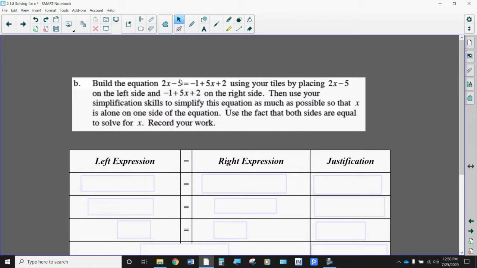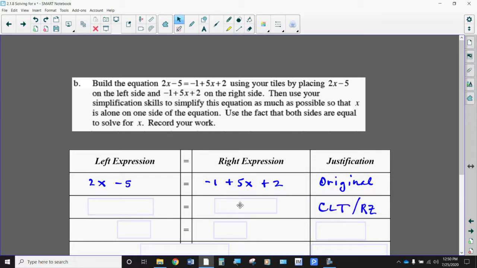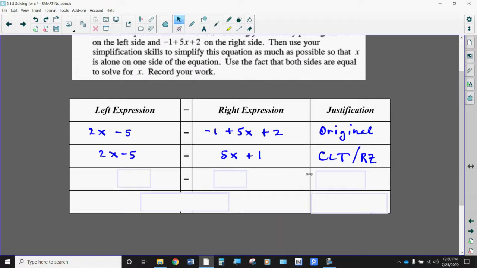Okay, now let's take this one. The original expressions are shown, and maybe we just go ahead and combine like terms right off the bat. So we get 5x plus 1 on the right side by adding the -1 and the 2, that's 1. And here there's nothing to simplify, so we leave that as 2x minus 5. Now we can begin with our adding or removing of balanced sets. And in this case, what would we remove? Probably take away these 2 x's and take away those 2 x's. So you end up with your -5 over here.